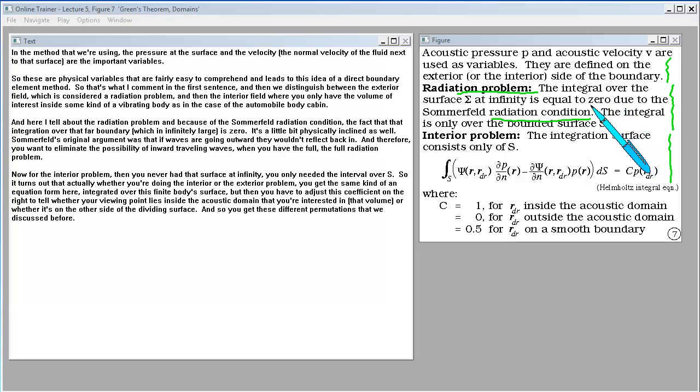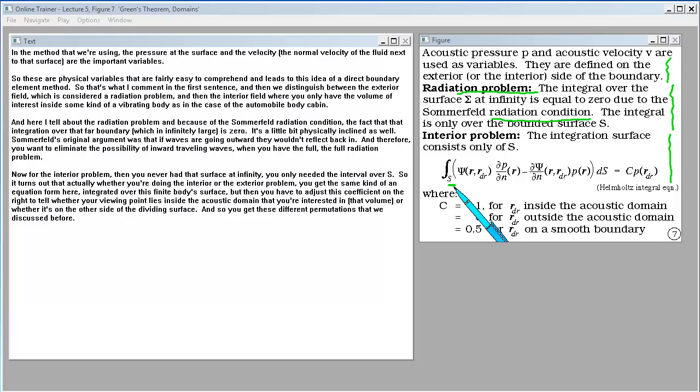It's a little bit physically inclined as well. Sommerfeld's original argument was that if waves were going outward, they wouldn't reflect back in, and therefore you want to eliminate the possibility of inward traveling waves when you have the full radiation problem. Now for the interior problem, you never had that surface at infinity. You only needed the integral over S.